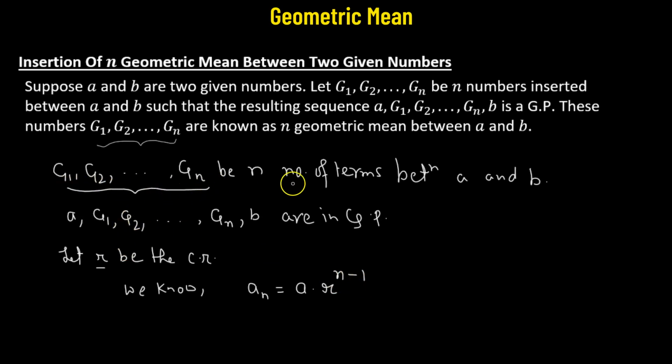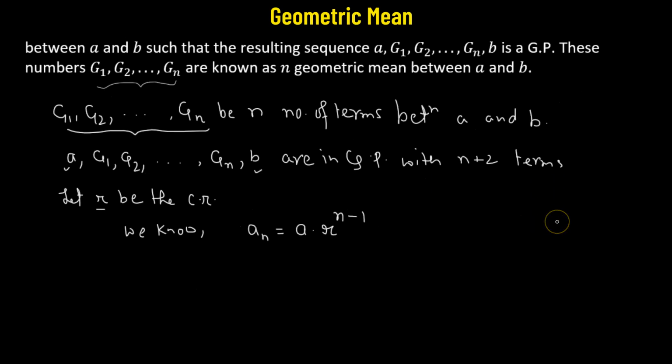Now in our case, we have to be careful here. We mentioned that there are n terms, g1 up to gn, but we will also have to include the first term and the last term. So that means there are n plus 2 terms. So we can say that a, g1, g2 all the way up to b are in GP with n plus 2 terms. So we can now rewrite our nth term. The nth term will be simply the last term, which is b. So b will be equal to a multiplied by r raised to the power of n plus 2 minus 1. I can say b will be equal to a multiplied by r raised to the power of n plus 1.